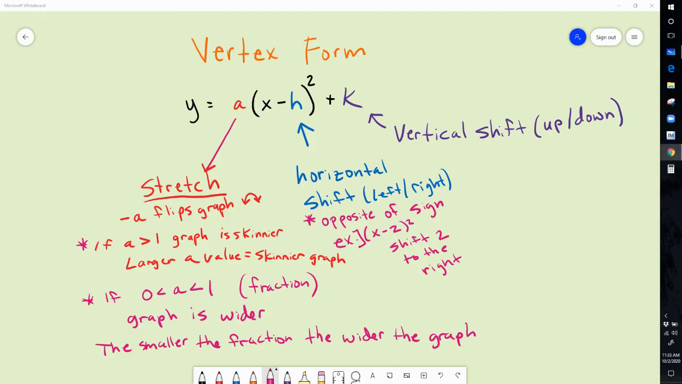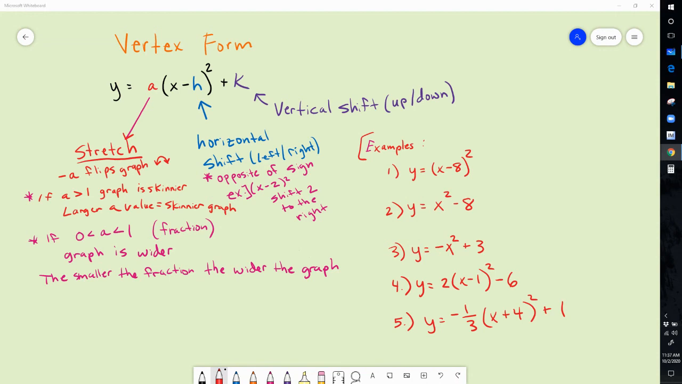I wrote some stuff for the A value, the last stuff. If A is greater than 0 but less than 1, aka a fraction, then the graph gets wider. The smaller the fraction, the wider the graph. If you want to give some examples in your notes, but this is all the notes for vertex form, and then now we'll be able to do some examples.